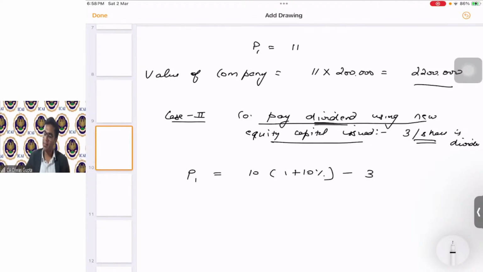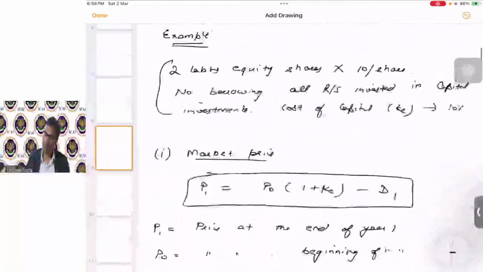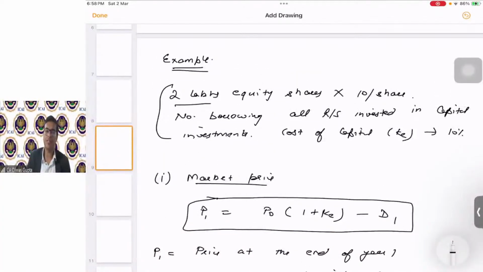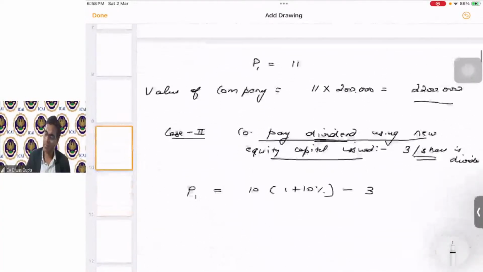Mamta, 2 lakhs are the number of shares. In my example, if you see, 2 lakhs equity shares. So that is what I have taken here, 2 lakhs. Okay.